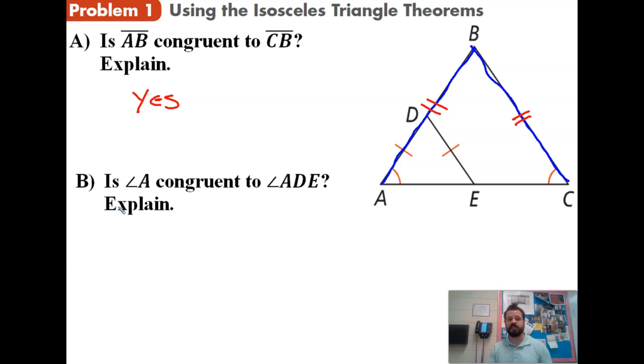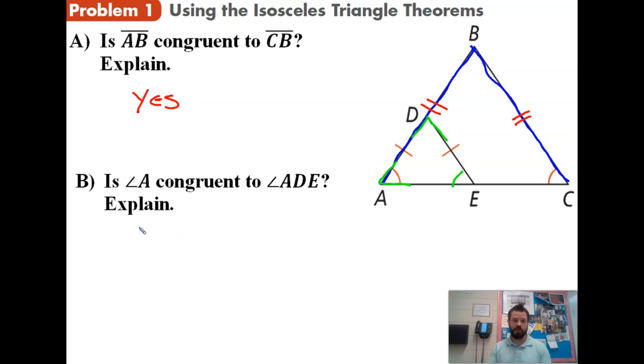Part B asks, is angle A congruent to angle ADE? All right, so we have angle A here. And angle ADE will be this one right here. Now, as far as are they congruent to each other, we don't know. I do know that angle A and angle DEA will be congruent, because they're both across from congruent sides. So this is an isosceles triangle. We know the base angles will be congruent. But I don't necessarily know how angle ADE relates.